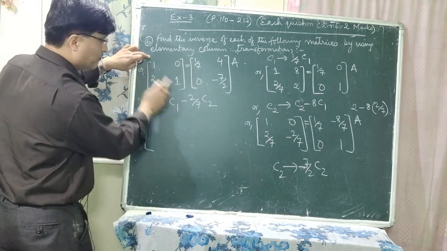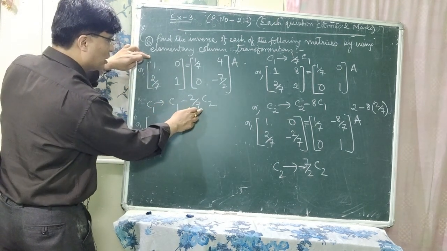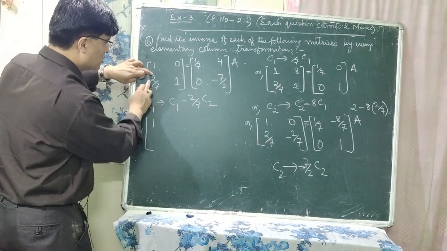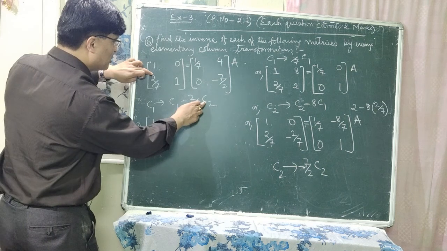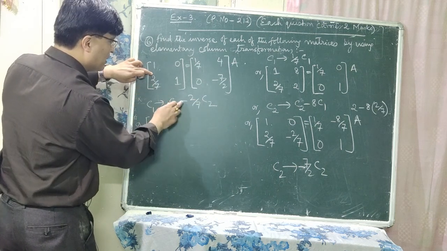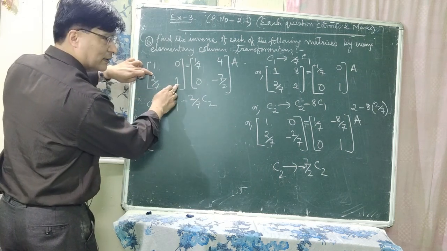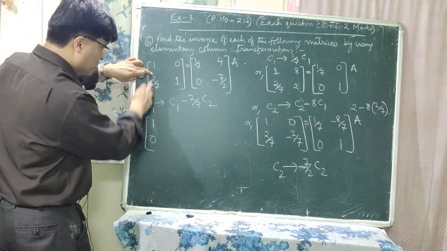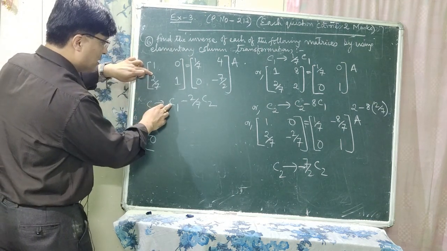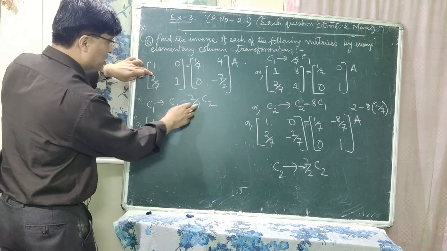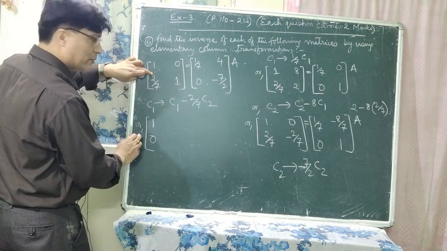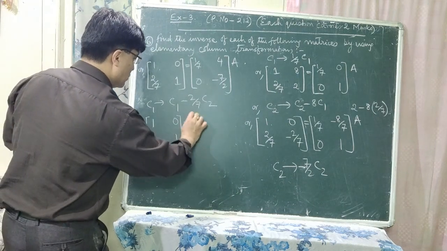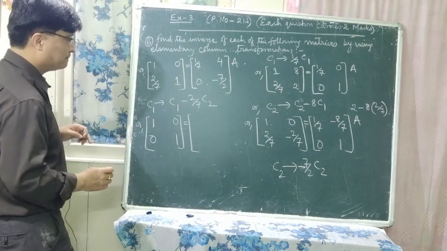So now, what is C1? C1 is 1 here. Minus 2 by 7 into 0 is 0. 1 minus 0 is 1. Similarly, this C1 is 2 by 7 minus 2 by 7 into 1, that will be your 0, right? That is column 1 is changing here. So how does it change? C1 means 2 by 7 minus 2 by 7 into 1, that is 0, right? So column 2 remains same. This is 0, 1, which is equal to, now next.